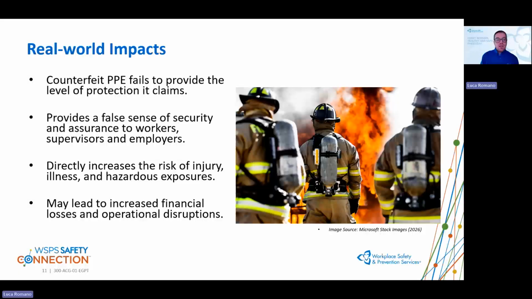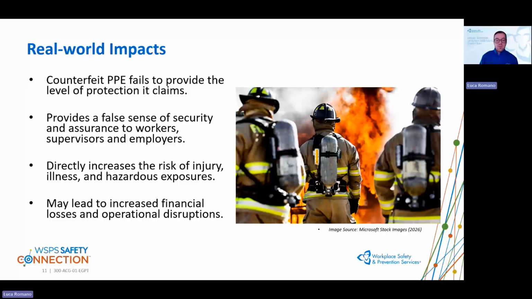Now, real world impact. So we have to think about what PPE is used for, right? Personal protective equipment is often used as a measure to help safeguard workers. This is especially important in high risk industries. But if you have something that you're using to protect yourself and it's not providing the level of protection it's supposed to be engineered to, it can lead to some very negative consequences. It can lead to injury, illness, and exposures.